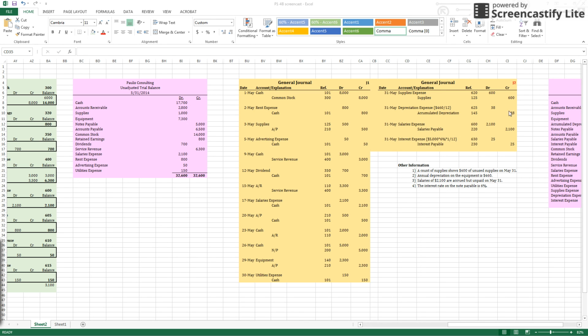Now, you may notice in all of these journal entries, when you do an adjusting journal entry, you are always going to hit one income statement account. That would be an expense or a revenue. In this case, it's all expenses, and one balance sheet account. Supplies are an asset, accumulated depreciation is a contra asset, salaries payable and interest payable are liabilities. So this is the way it's always going to be when you're doing adjusting journal entries. You will have an income statement account and a balance sheet account.